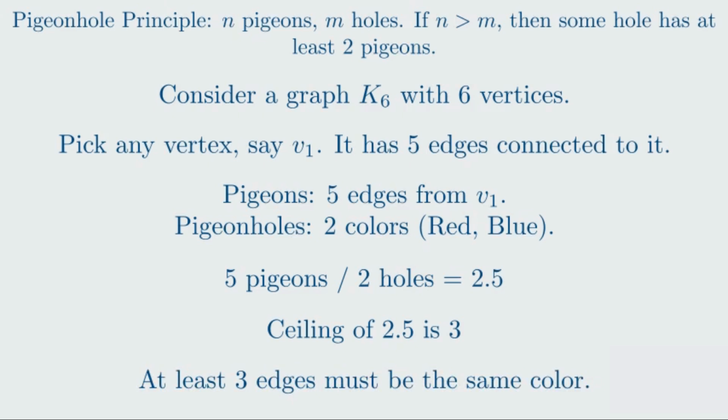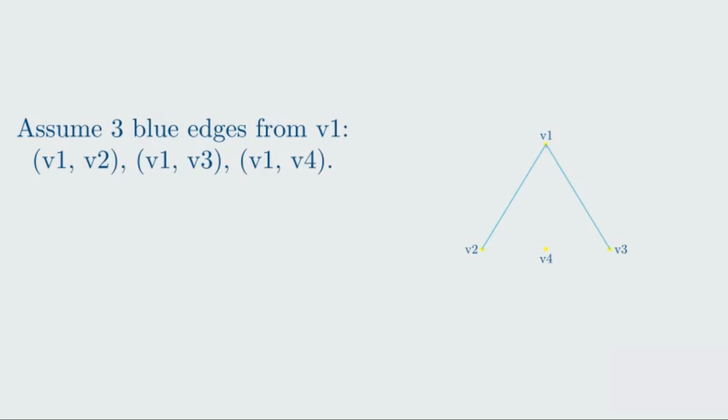Let's explore the consequences of this. We've established that at least 3 edges from vertex V1 are the same color. Let's imagine, without loss of generality, that they are all blue. Let's assume there are 3 blue edges from V1. Let's say they connect V1 to vertices V2, V3, and V4.